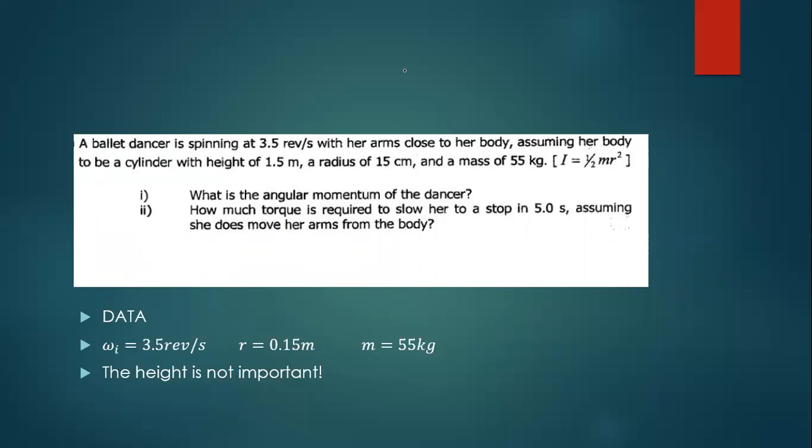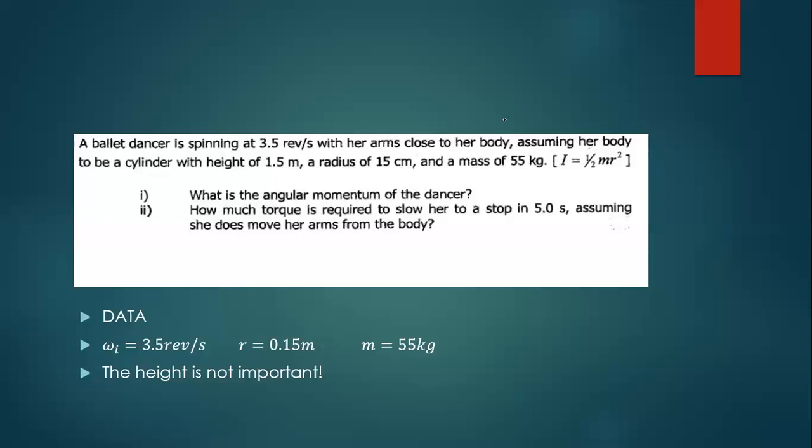The question reads: a ballet dancer is spinning at 3.5 revolutions per second with her arms close to her body. Assuming her body to be a cylinder with a height of 1.5 meters, a radius of 15 centimeters, and a mass of 55 kg. The inertia is 1/2 mr squared. Question 1: What is the angular momentum of the dancer?